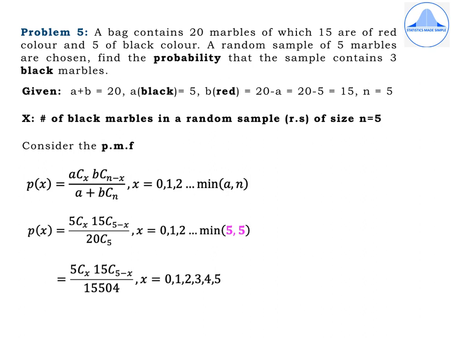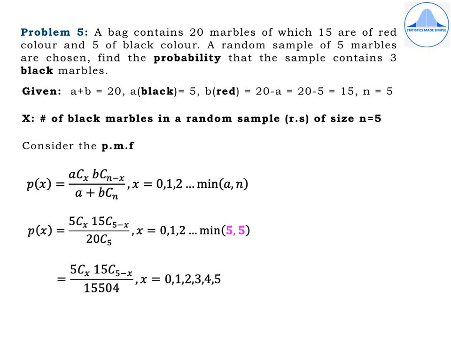They've said the total number of marbles in the bag is 20. In other words, it means that A plus B is equal to 20. And A will denote the number of black marbles, which is 5, and B will denote the number of red marbles, which is 20 minus 5, which is equal to 15. Then they've said a random sample of 5 marbles are chosen. In other words, it means that n is equal to 5.